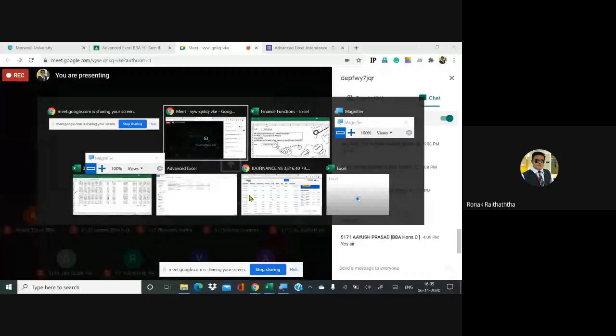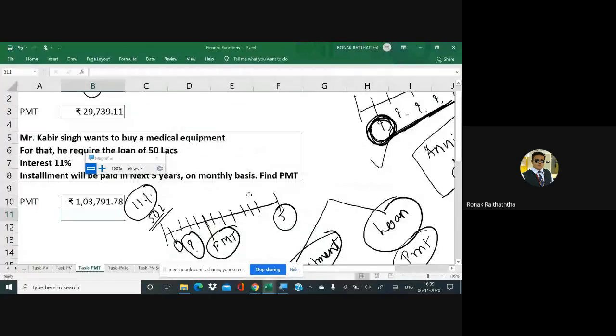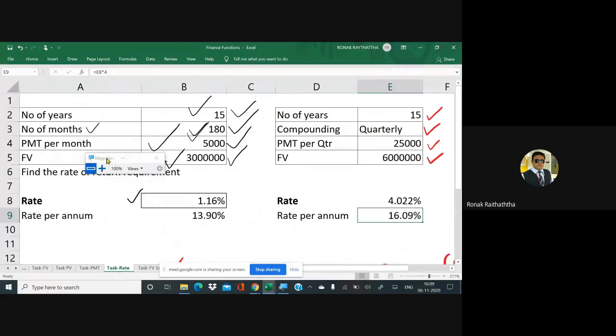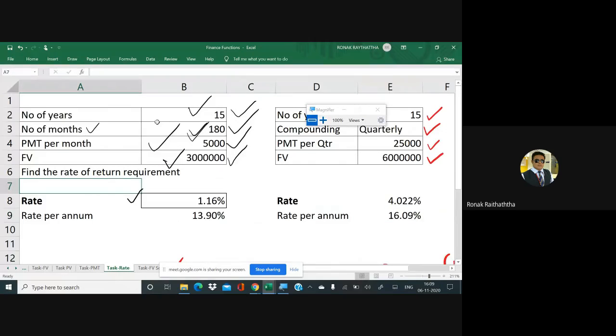Okay, the last one for today is the task for rate. Everyone should go over there. This is again a very practical one. Please try to understand this. What are the information we have? Let's try to understand that first. Number of years 15, number of months 180, PMT 5,000, future value would be 30 lakhs.